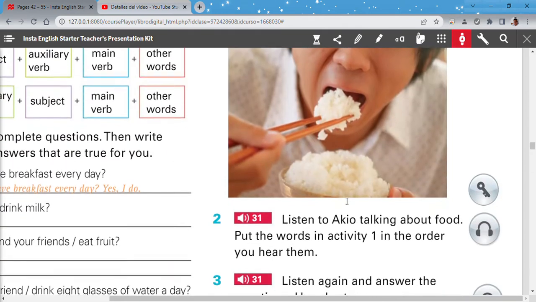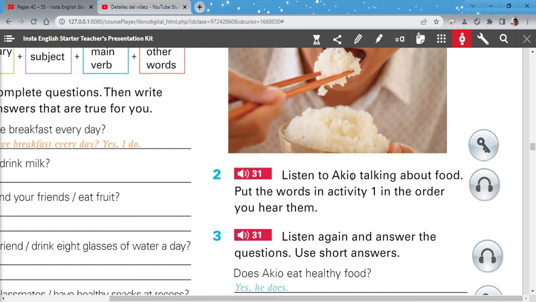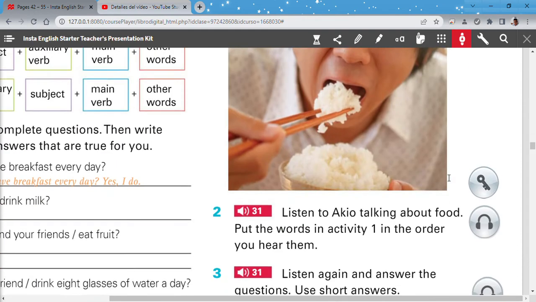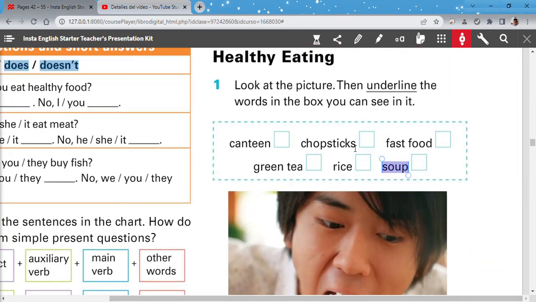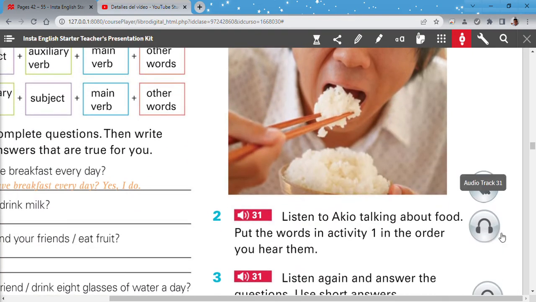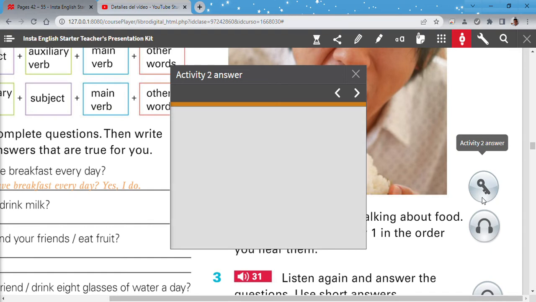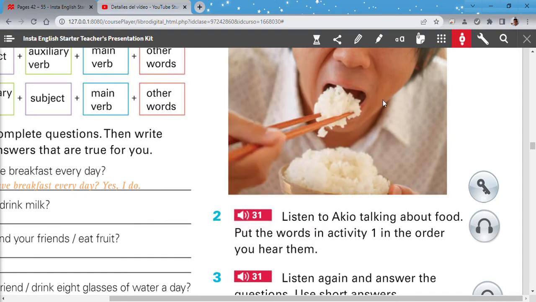Okay, now let's see. Listen to Aiko talking about food. Put the words in activity 1 in the order you hear them. So, you are going to listen to those ones. You need to put them in order, okay? So, chopsticks number 1, rice number 2, green tea. Okay, that's the idea, but you need to listen. Pay attention. Oh, excuse me, this is not the activity. I confused. Here is the activity. Unit 3, Track 31, Activity 2.